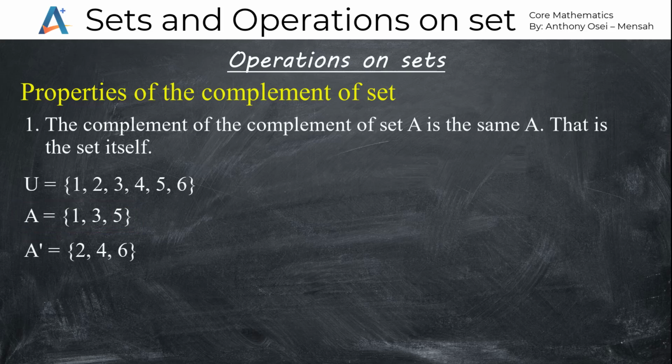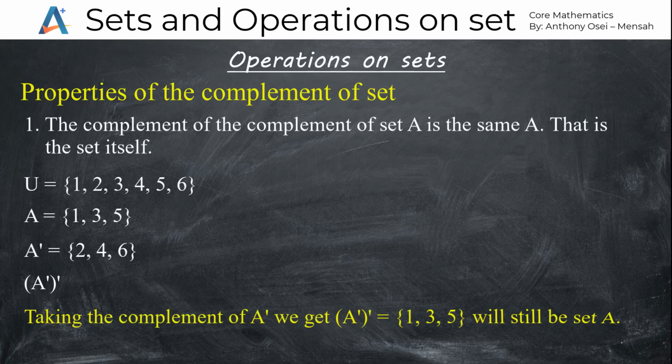The property says that if you want to get the complement of this A complement, so the complement of A complement, this is A complement, and we want its complement. We are trying to say that it will still be the set A. Let us see whether it's true. Now, taking the complement of A complement, we get the A complement as 135. Have you seen it? So 135, now we are still comparing this to the universal set. 2 is here. So 1 is not here. So 1. 3 is not here. So 3. And 5 is not here. So 135 becomes the complement of A complement.